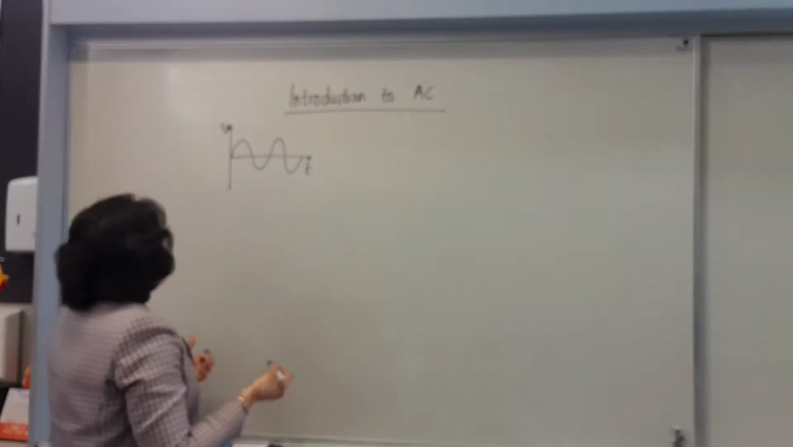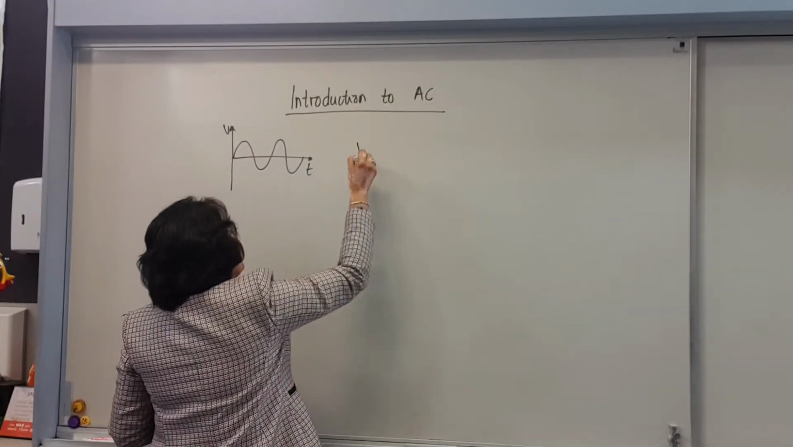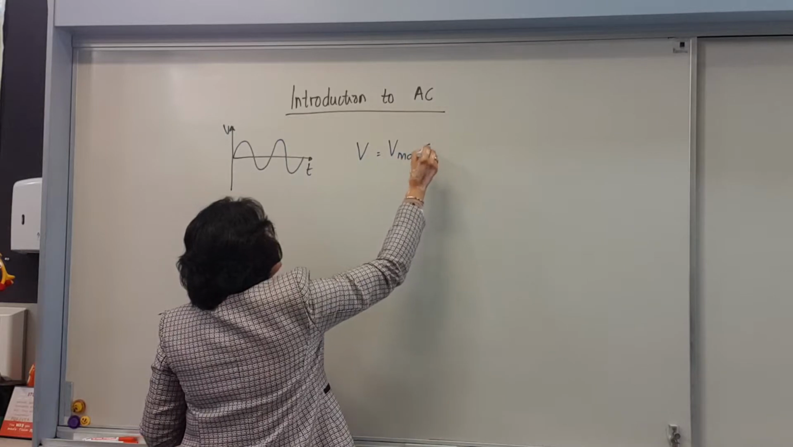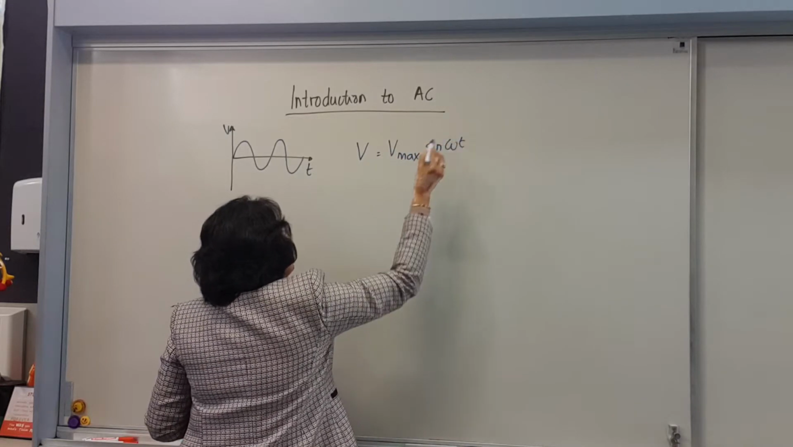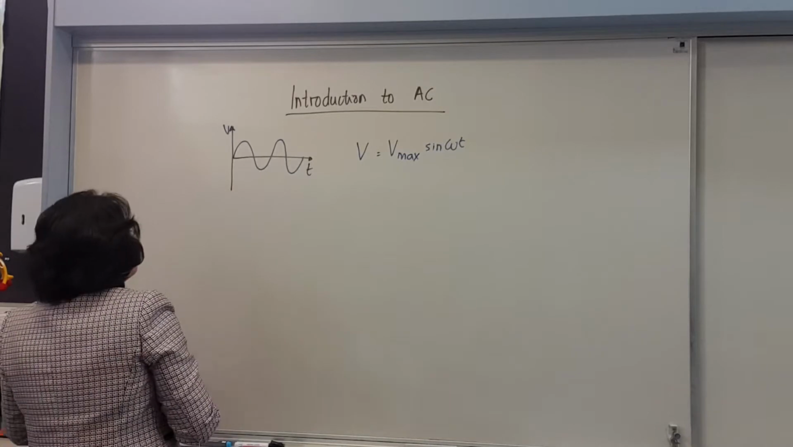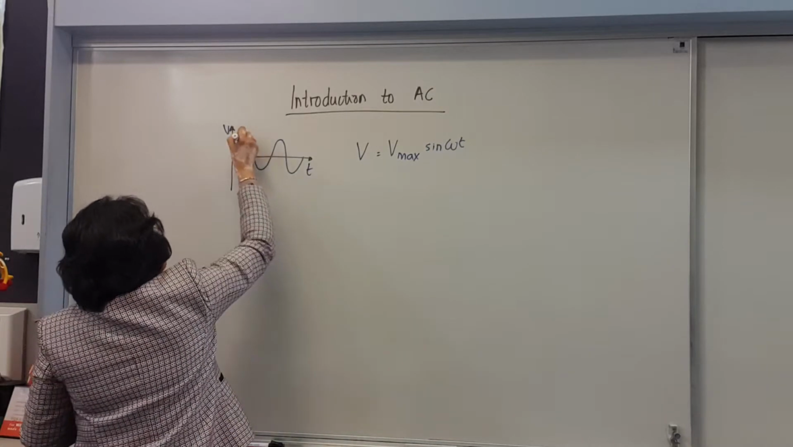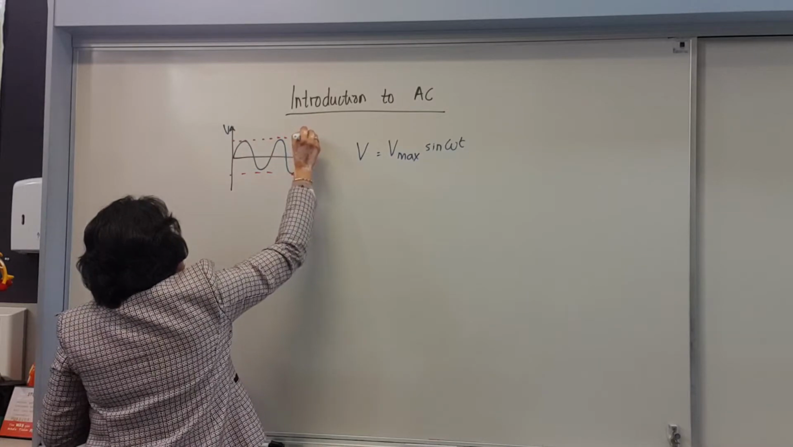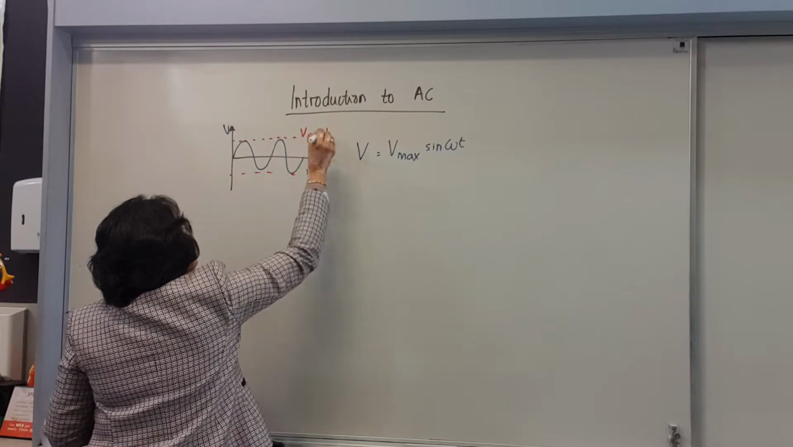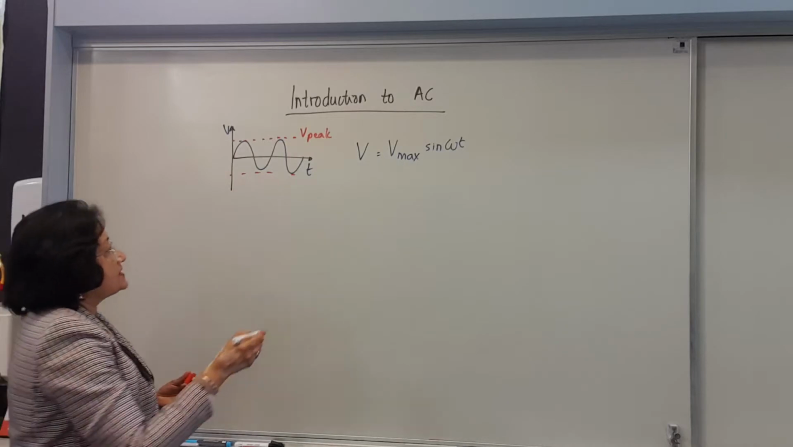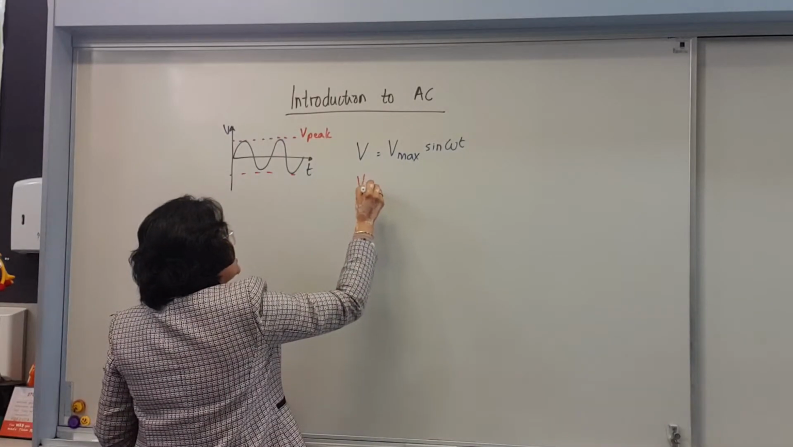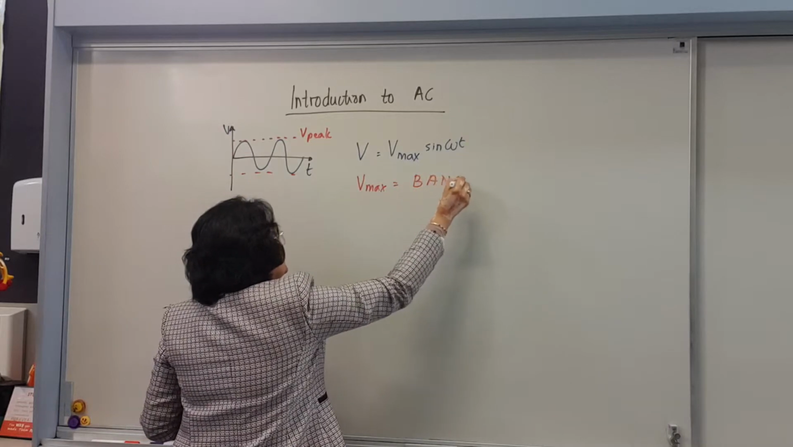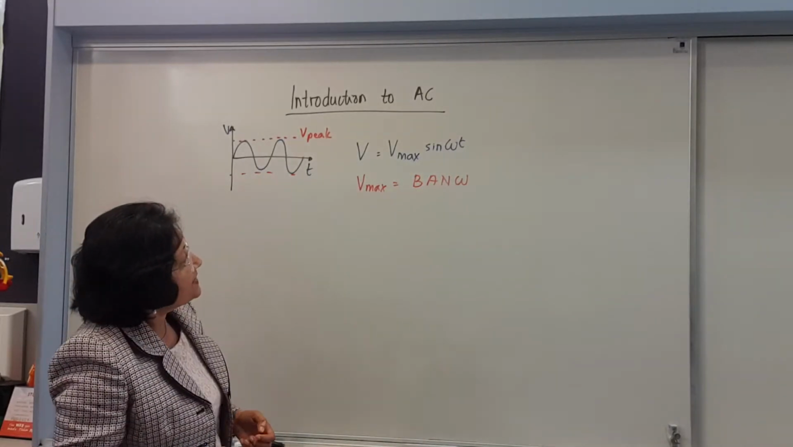This can be represented, the voltage at any instant of time is given by V equals V max sine omega t. Now what is V max? This point at which it peaks, that is called the maximum voltage, or it's also called the peak voltage. And how do you get maximum voltage? It's possible to calculate maximum voltage using this formula. V max is BAN omega.